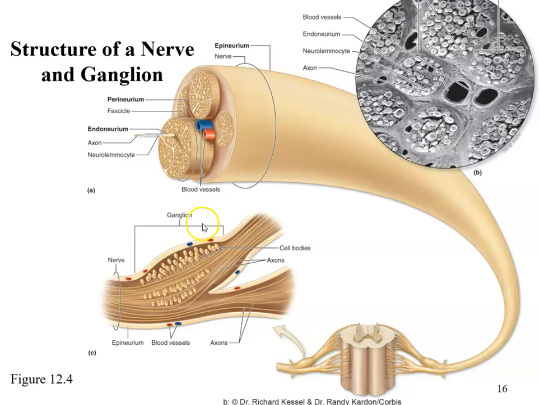And I want you to look at this. Let's just go over what a ganglion is. So here you have a nerve, and a nerve we said is just a bundle of axons parallel to one another. Well, where are the cell bodies to those axons? They are right here, all kind of grouped together, and this grouping of cell bodies is the ganglion.